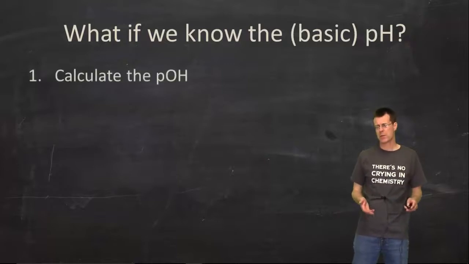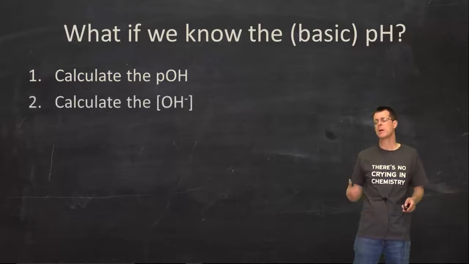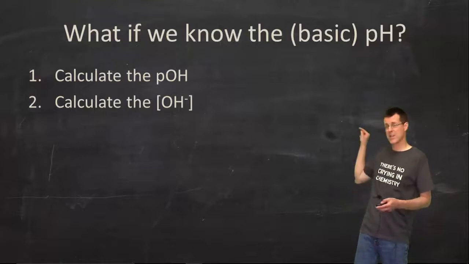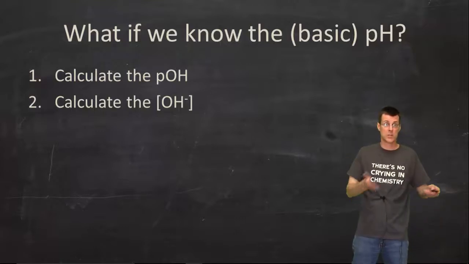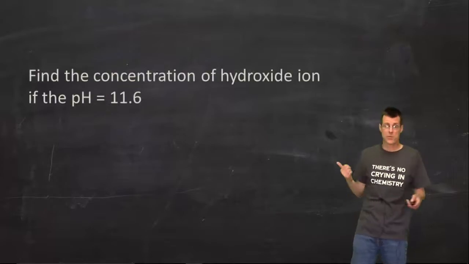Okay, so if you know a basic pH, so you've got a pH of 11 or 12 or something like that, you calculate the pOH, you calculate the concentration of hydroxide. Pretty much the same thing except for that top line where we have to then turn it into the base term of it. Okay, so there's a question.